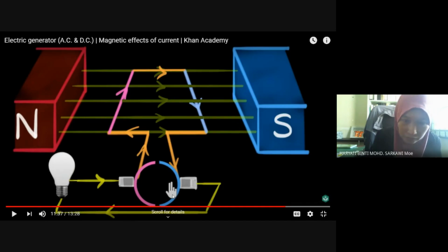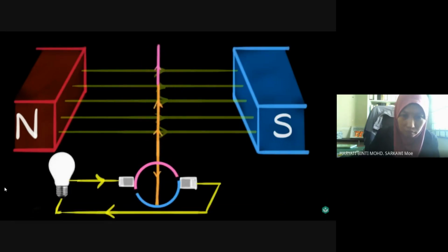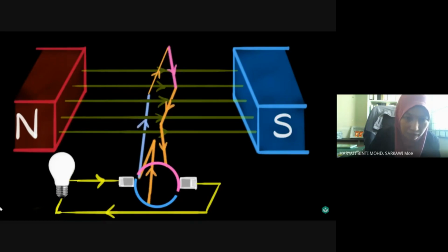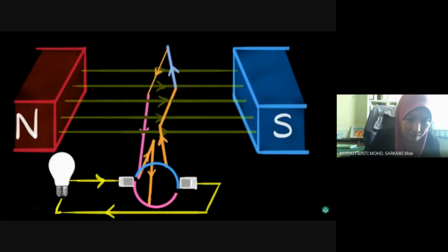See? Contact for every half a rotation. This brush is in contact with the pink side. But as the coil rotates and comes to this position, you can see the current reverses. And now notice the brush is in contact with the blue side, making sure the current still flows in the same direction through the coil. Again, as the coil comes to this position, finishing another half a rotation, notice it just changed contact. It is now in contact with the pink ring, connected to the pink side.